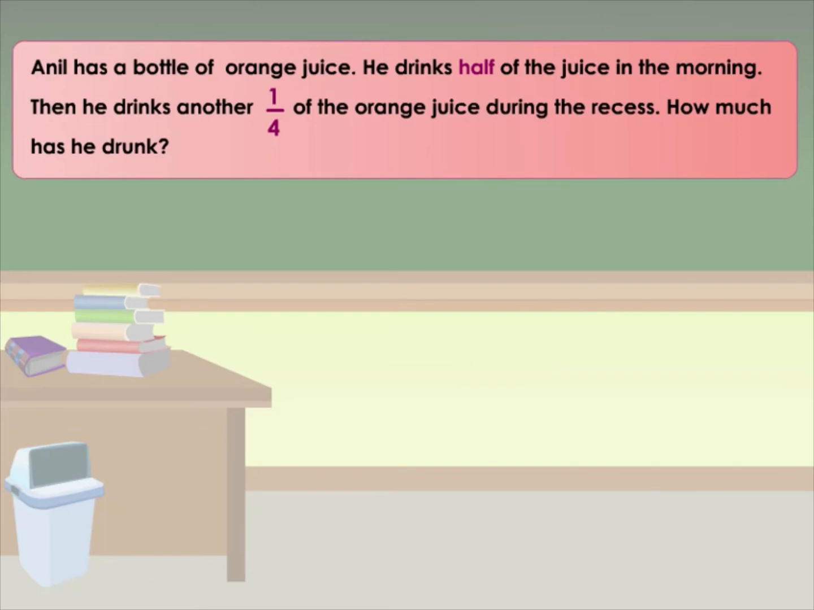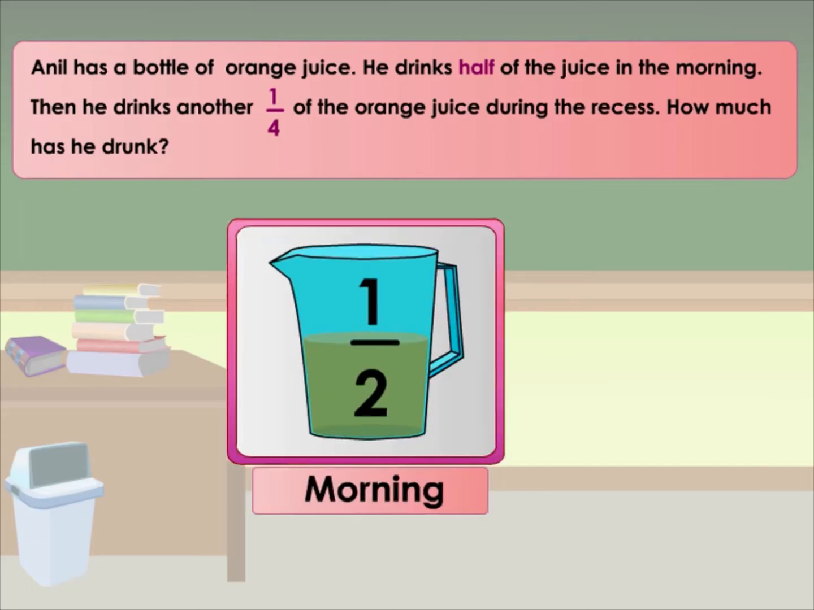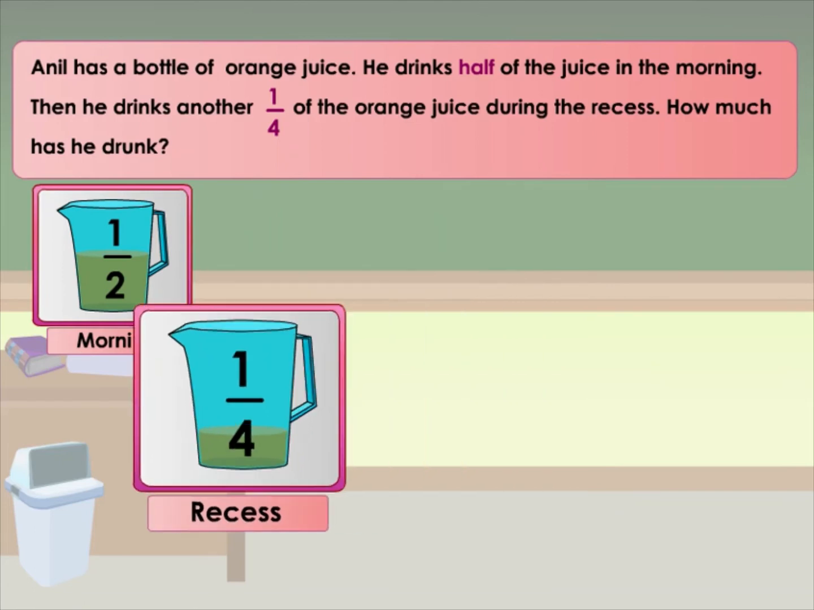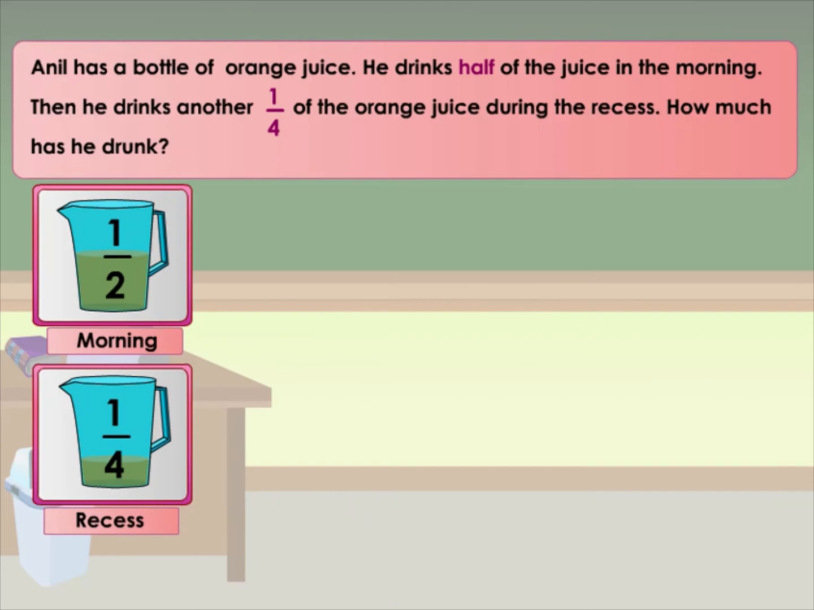There are other methods that we can use to solve mathematical problems. Let us see and try other ways of solving the problems. Read and understand this question. Anil has a bottle of orange juice. He drinks half of the juice in the morning. Then he drinks 1/4 of the orange juice during the recess. How much juice has he drunk?